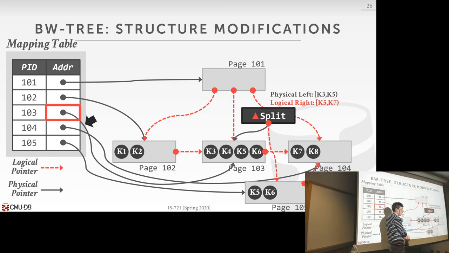Are the separator and split both added atomically, or do we do the split and then add the separator later? The question is, are the split and separator added atomically? Again, I can only do one thing atomically. I can only update one address in the mapping table atomically, because it's latch free.